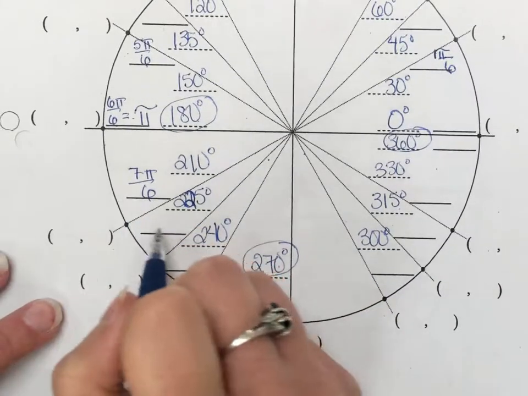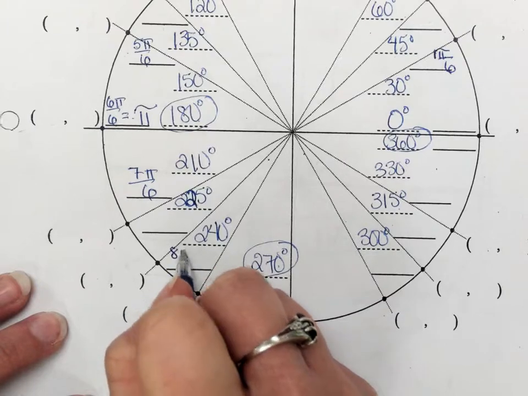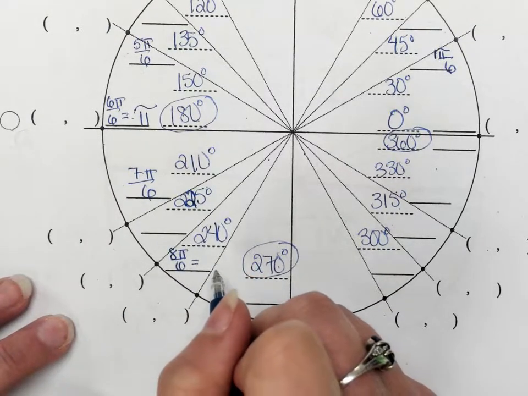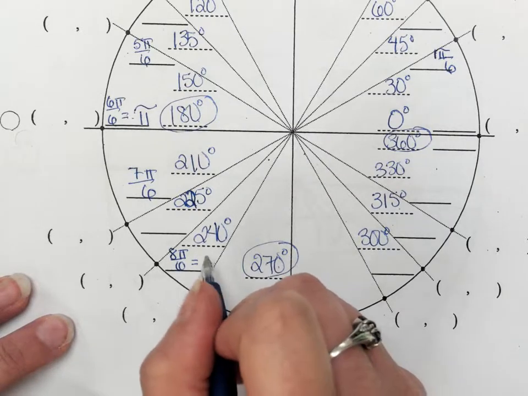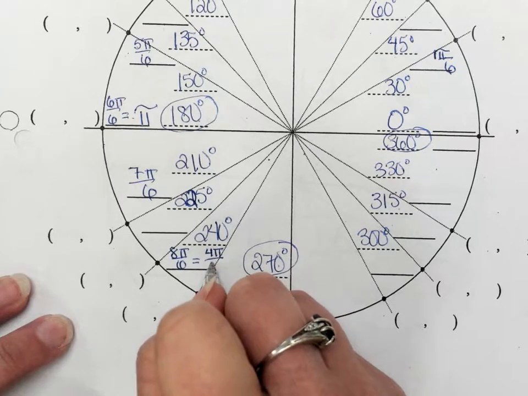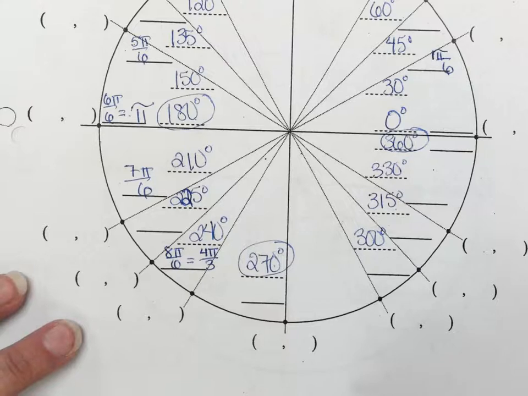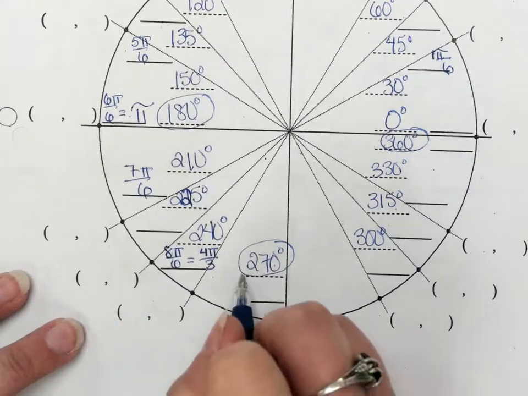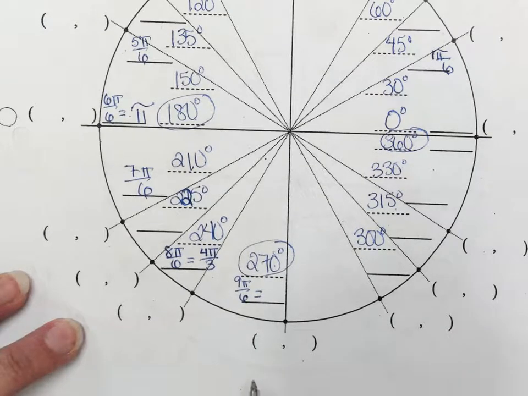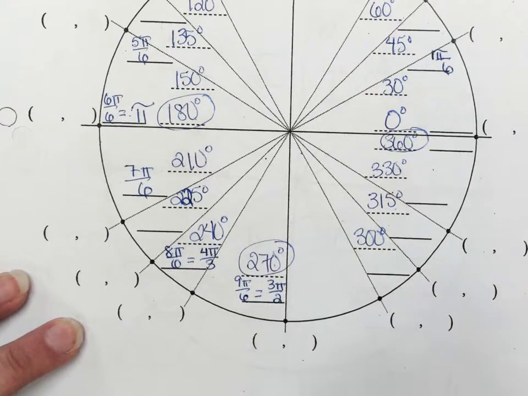All right, skip the middle one. If this is 7, what's this one? 8. 8 over 6, but that reduces. They're both even, so what number goes into them? 2. So it'd be 4 pi over 3. Very good. All right, so if this is 8, then this one is 9 over 6. But 9 and 6 reduce by 3, which gives you 3 pi over 2. Y'all okay?